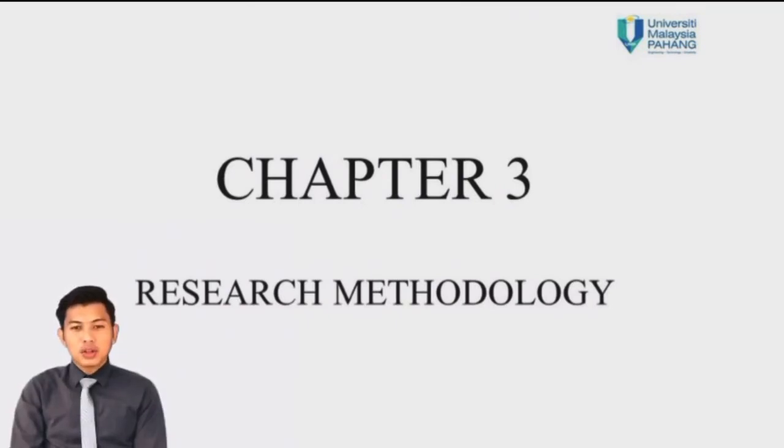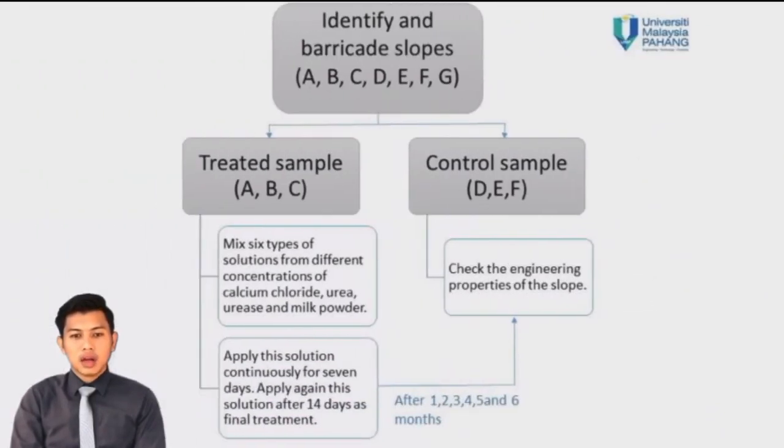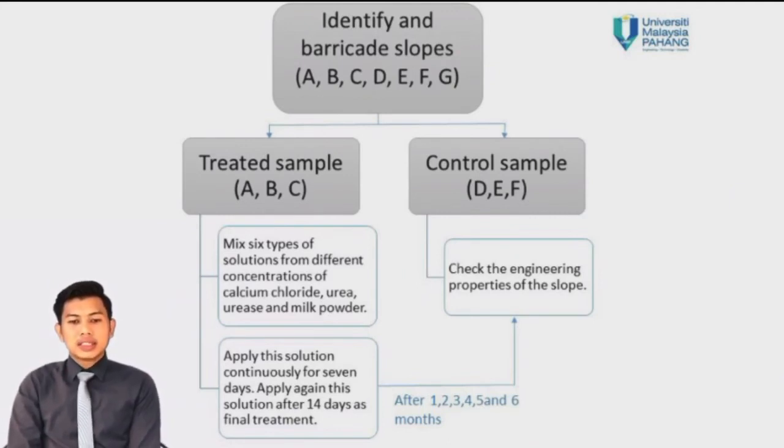My methodology for the research starts from identifying the barricade slope. After identifying, it can be split into two: firstly, treated samples and second, control samples. Treated samples include mixed types of solution with different concentrations of calcium chloride, urea, urease, and milk powder. After that, a dissolution interval of a week. The last step is to check all the engineering properties of the slope samples.